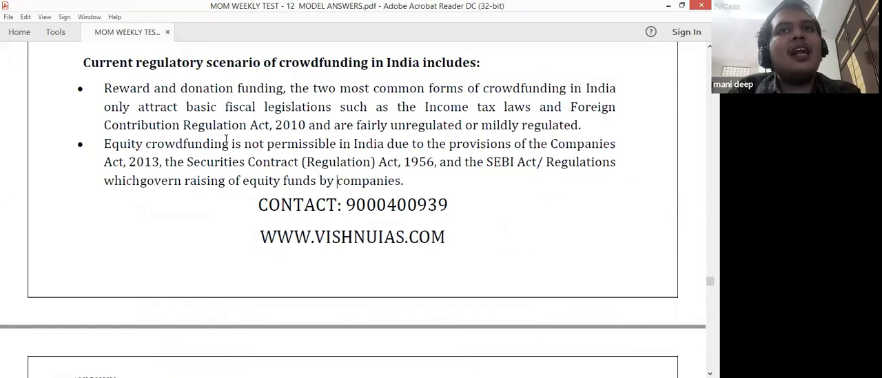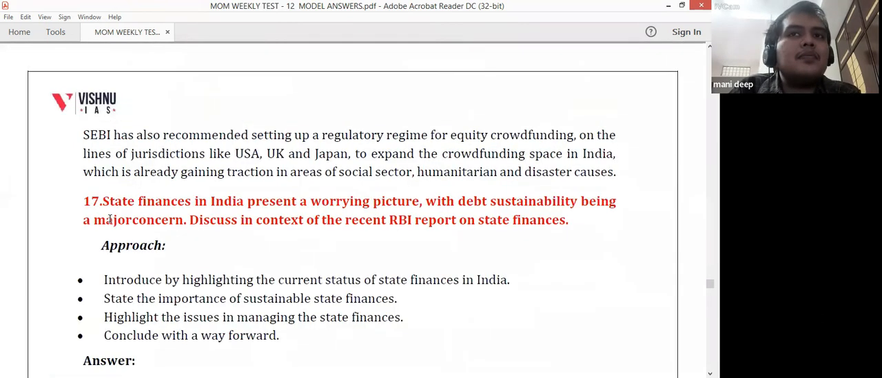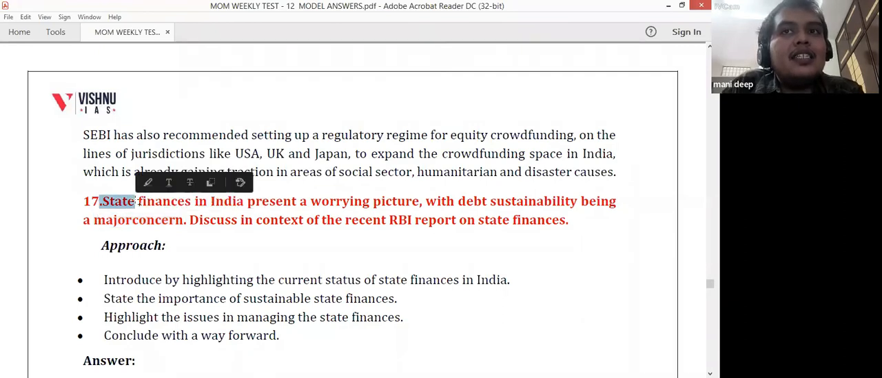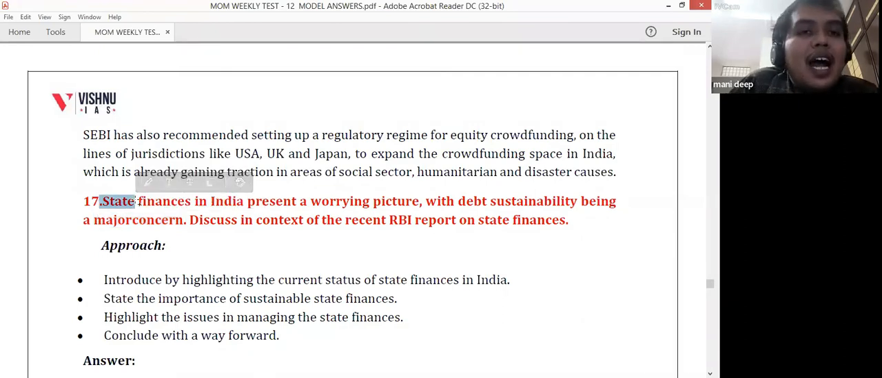Current regulatory scenario is nothing but it is based on income tax. But you can write in the conclusion that it should now be regulated using SEBI and the Companies Act. The 17th question is regarding debt sustainability being a major concern. Not India, but regarding states. Different state governments are having an issue of debt sustainability.